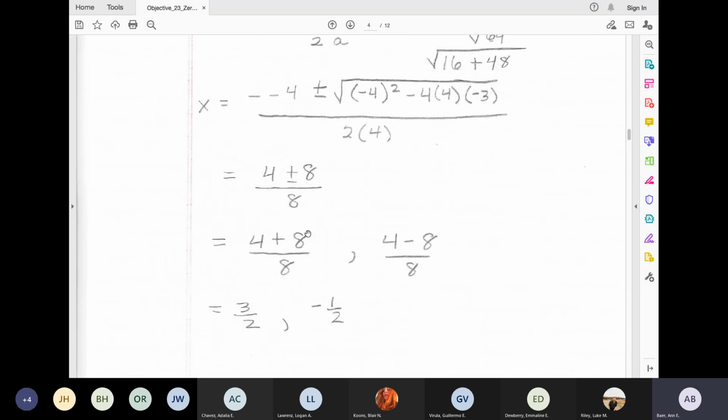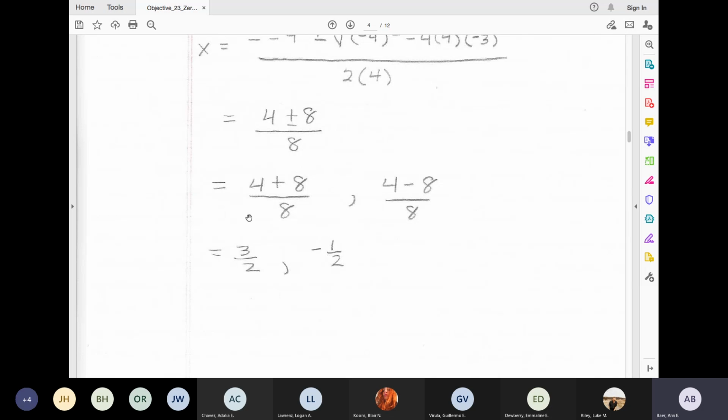So let's write this as two different solutions, or two different zeros. They mean the same thing, really. Let's just do the plus one. If we cover up that minus, we get 4 plus 8 over 8, comma. If we cover up the plus sign now, we get 4 minus 8 over 8. So if we look at them individually, we're going to get 4 plus 8, which is 12, over 8.